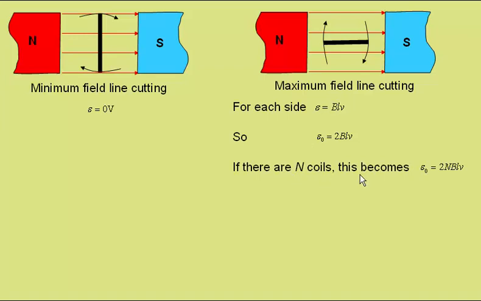If there are n coils of wire, this will become 2nBLV. But the speed v is equal to r omega, where the radius of the circular orbit is half the width of the coil, here w. So we get that the speed is equal to width over 2 times omega. But the width multiplied by the length of the coil gives its cross-sectional area. So we get that the maximum EMF epsilon naught is equal to nBA omega.